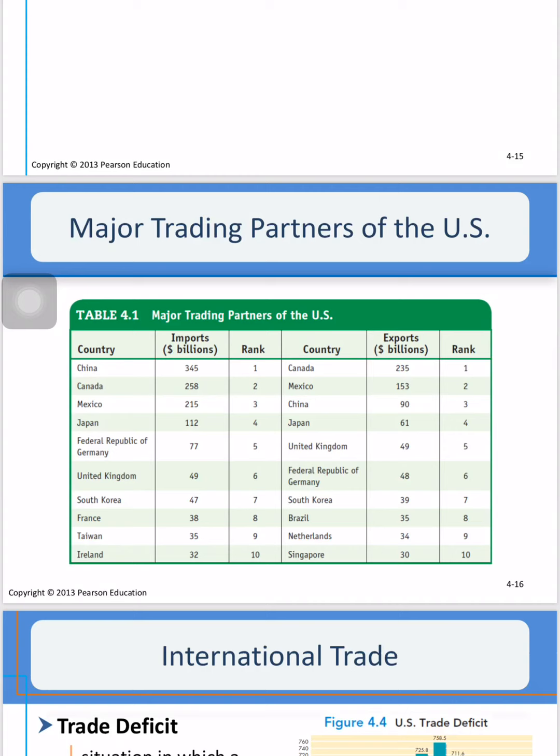You see, imported products come from other countries, which are China, Canada, Mexico. This is in billions. The first rank is China, but for what the US exports to other countries, the largest is Canada, rank number 1, at 235 billion. So you can compare how much the US imports and how much the US exports, imports from other countries and exports to other countries.